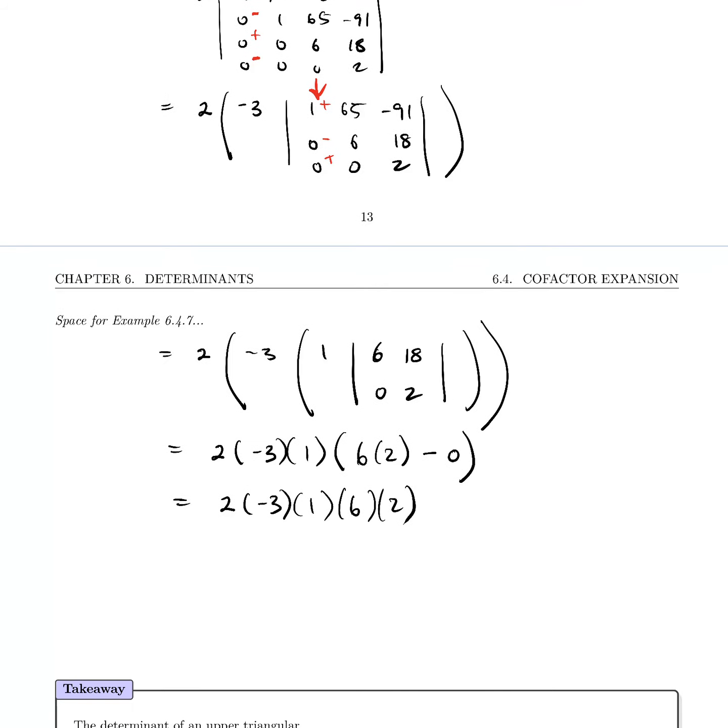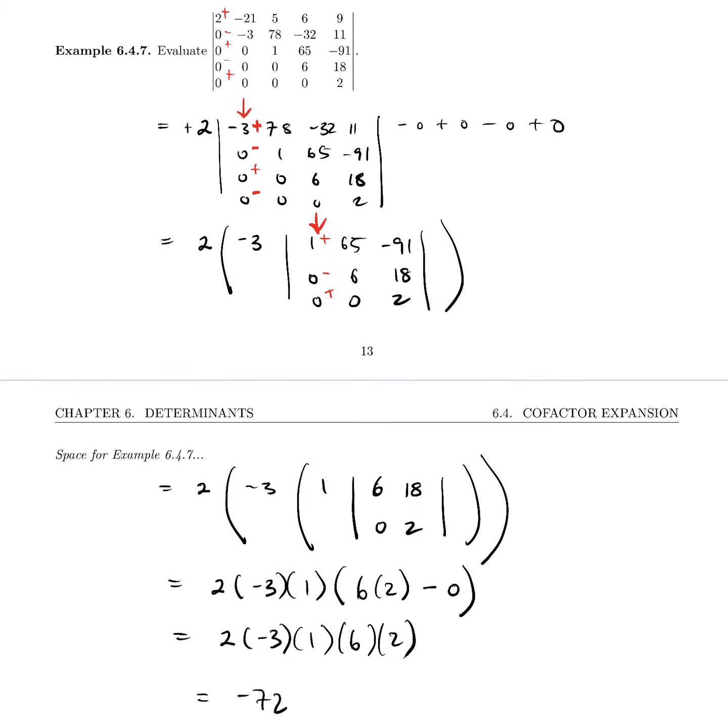Before I even evaluate this, well, I'll just evaluate it: minus 72. But look at what this is. 2 times minus 3 times 1 times 6 times 2. Where are those numbers in the original matrix? They are there. They are the numbers along the main diagonal.